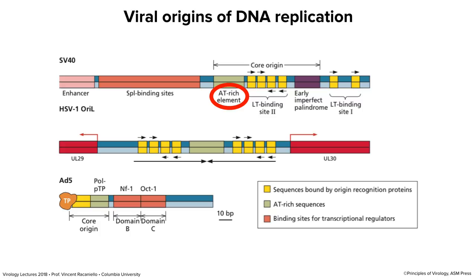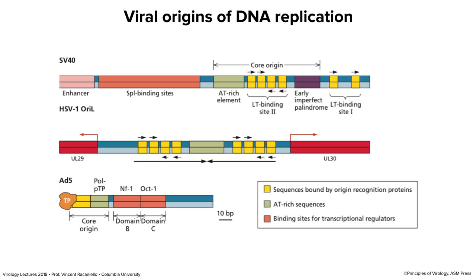And why do we have AT-rich sequences? AT is a lot easier to melt than GC. If you had less AT, it would be hard to melt these, and DNA replication would probably occur more slowly. So the origins always have those. And then there's something very interesting in all of these origins.